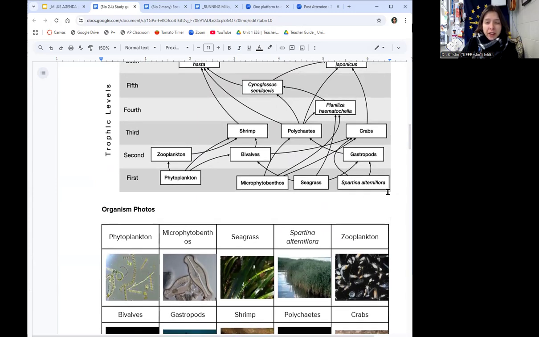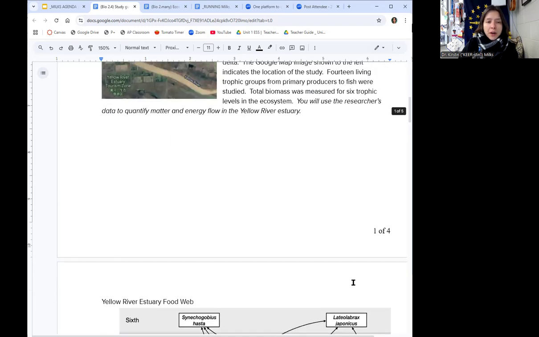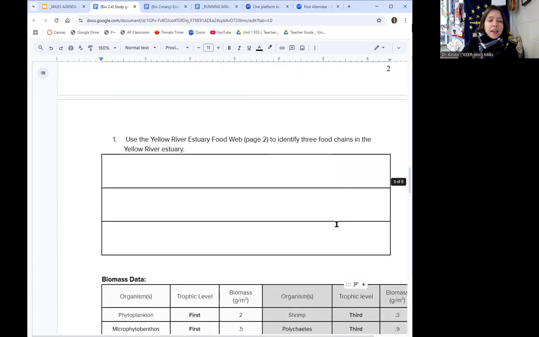Some of them, it's really specific, like Spartina alterniflora looks like this, whereas Synechogobius hasta looks like this. It's a goby fish. So those are the pictures of the organisms that might be useful for you. And then you're going to identify food chains. Remember how to do that?